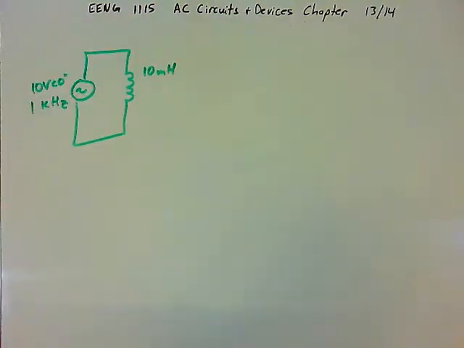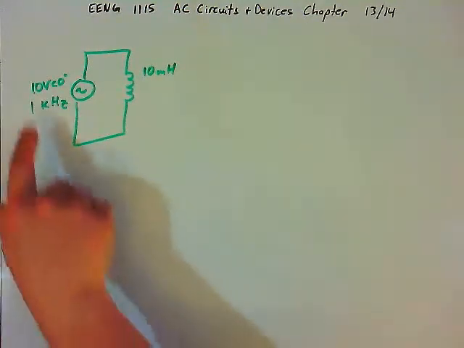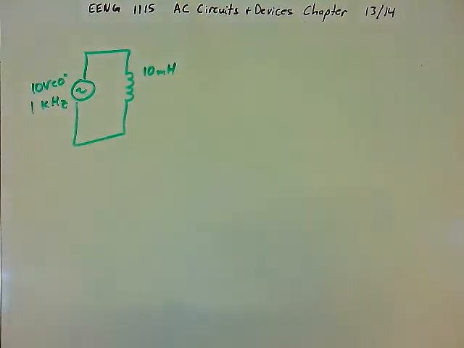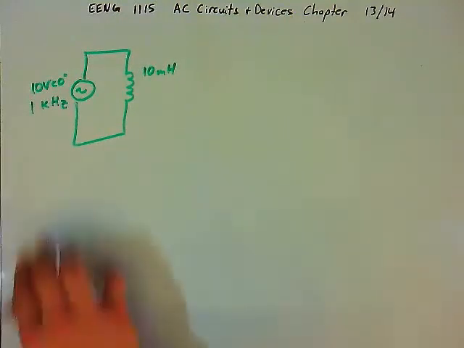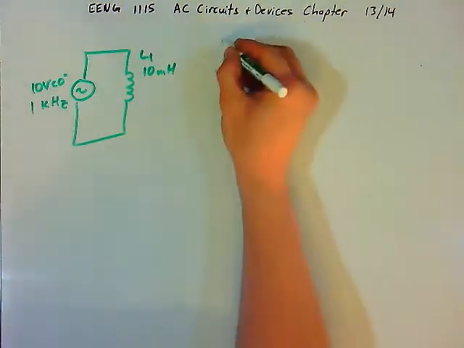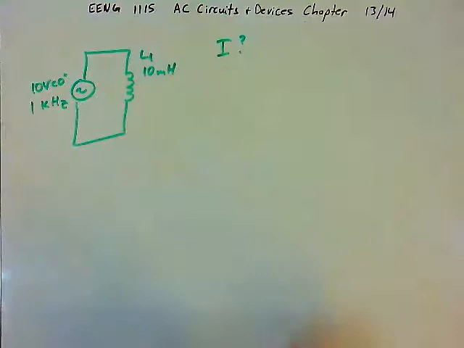So let's look at a simple circuit. We have 10 volts at 0 degrees, and unless stated otherwise, this is RMS. This 10 volts means 10 volts RMS, not peak. The sine wave is oscillating at 1 kilohertz, and we have an inductor in the circuit that is rated at 10 millihenries. And so, how much current will flow in the circuit?